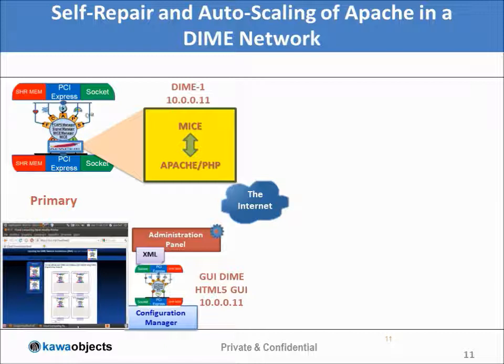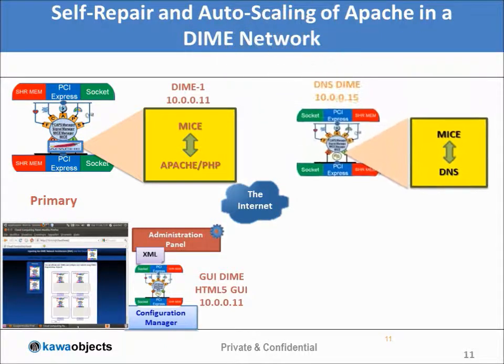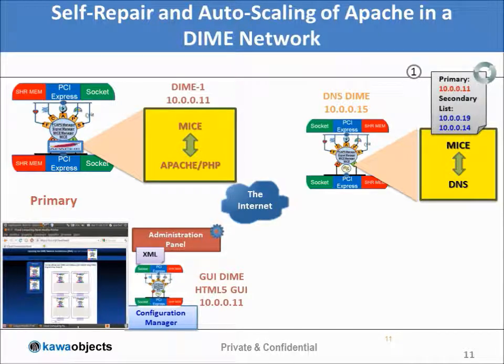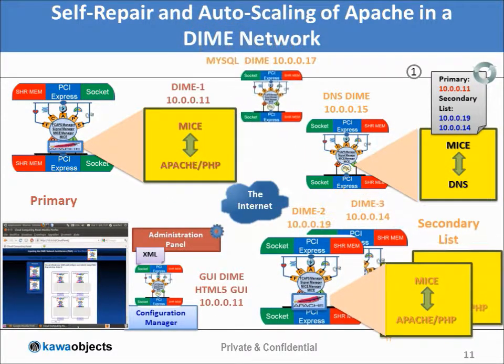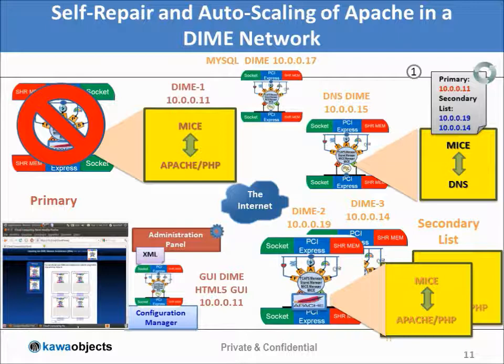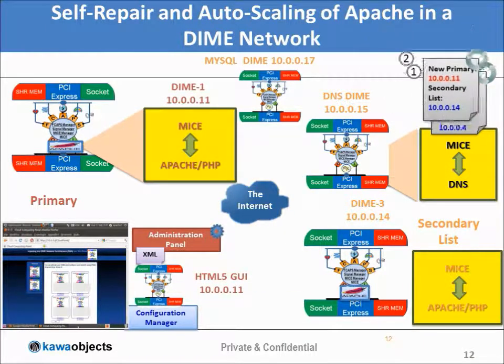The policies are implemented by the DIME network configuration manager, including the supervisor, fault manager, performance manager, accounting manager, and the security manager functions designed to execute policy implementation workflows. The DNS provides the primary and the secondary list of the Apaches encapsulated in different DIMEs with different addresses. When the primary DIME fails, the secondary is replaced.